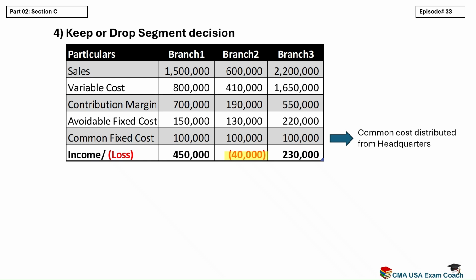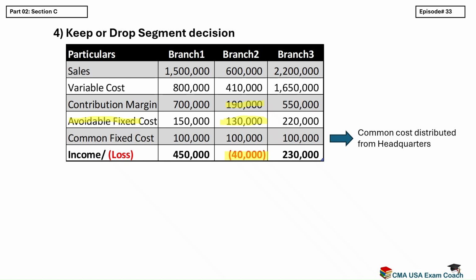It has a contribution margin of $190,000. That means, after covering the variable cost, the branch is still contributing $190,000 towards fixed costs. Now look at its avoidable fixed cost. That's $130,000. These are costs we can actually eliminate if we shut down the branch. So, if we close Branch 2, yes, we'll save that $130,000, but we will also lose the contribution margin of $190,000. Let's think about that.